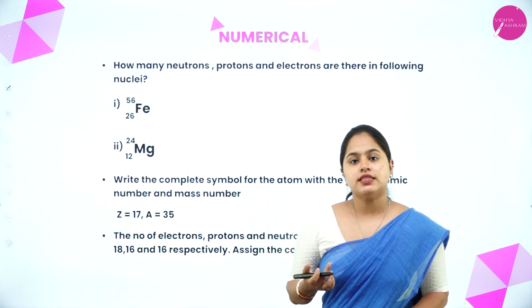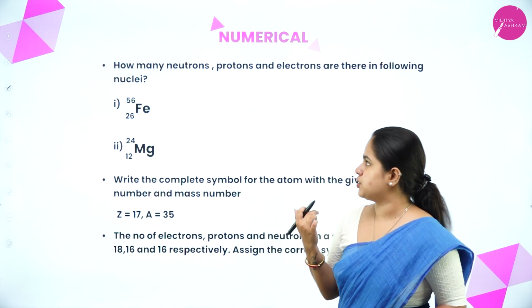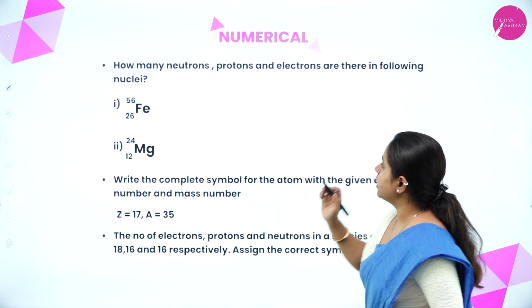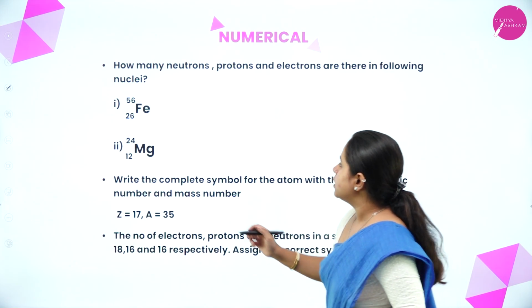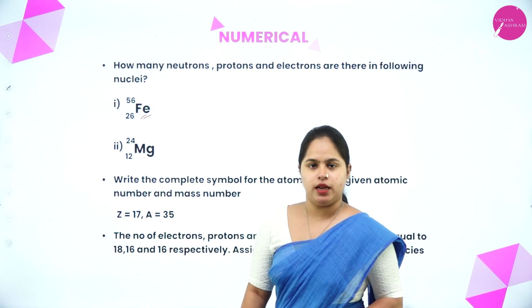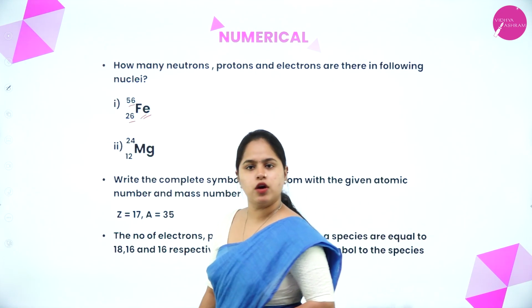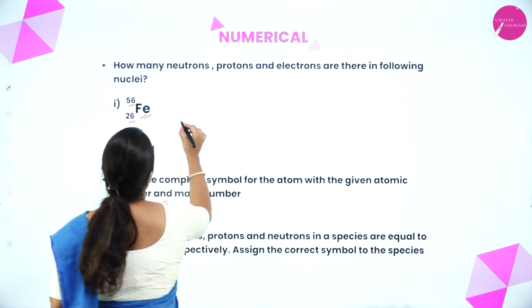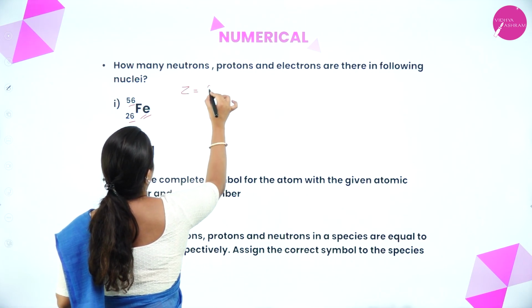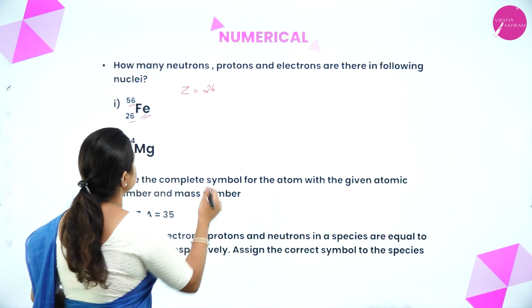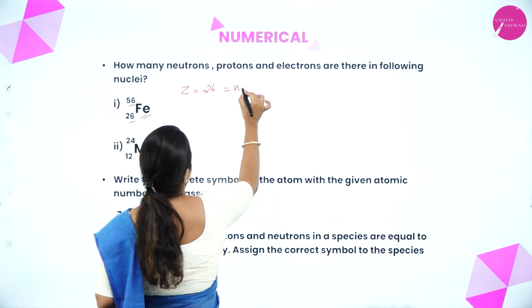Right. So now let's quickly do a numerical based on this. How many neutrons, protons and electrons are there in the following nuclei? So the representation of the element is given. From here, you know that this is the atomic number and this will be your mass number, right? So atomic number is equal to 26. So what does that mean? The number of protons is 26, right?